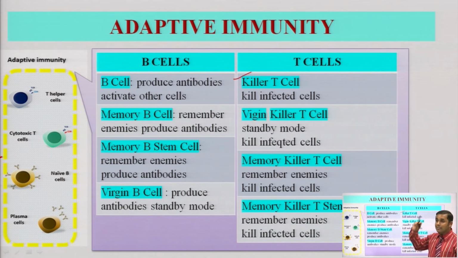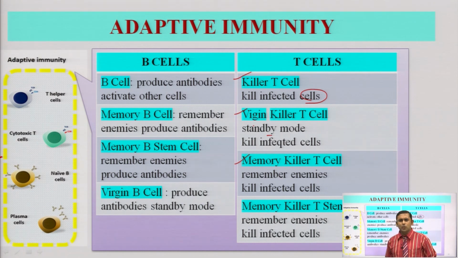Killer T cells will kill the infected cell, and virgin cells will be in standby mode. If the others are not able to work, they will come into the picture. Memory killer T cells will remember the enemy, that is bacteria or virus, for a long period of time. If you again get infected by the same bacteria or virus, then it will be able to do its work, it will be able to kill, and you will not get any disease. Memory killer T stem cells again actually remember.